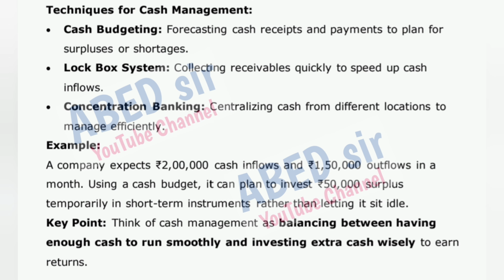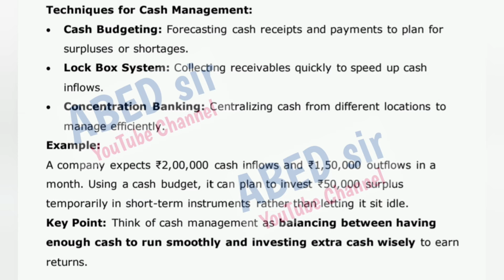Techniques for cash management. Cash budgeting: forecasting cash receipts and payments to plan for surpluses or shortages. Lockbox system: collecting receivables quickly to speed up cash inflows. Concentration banking: centralizing cash from different locations to manage it efficiently.